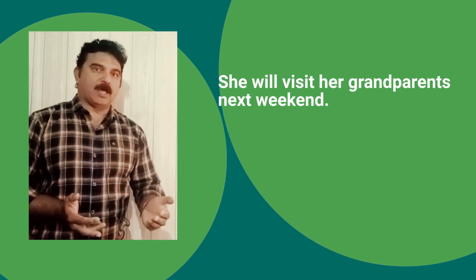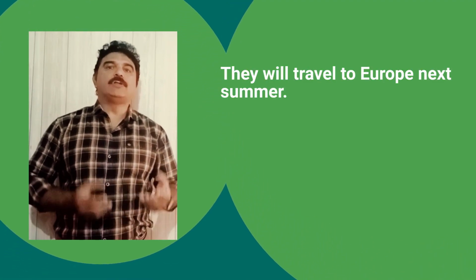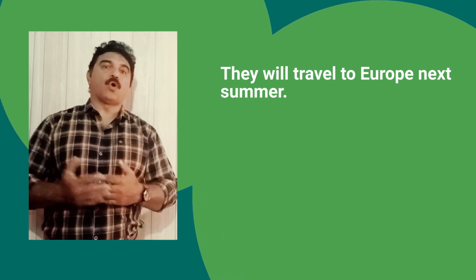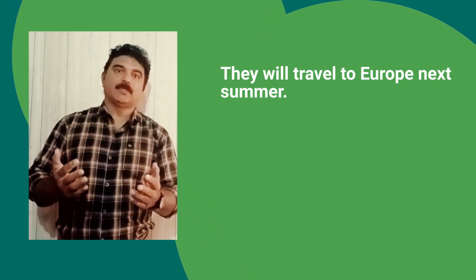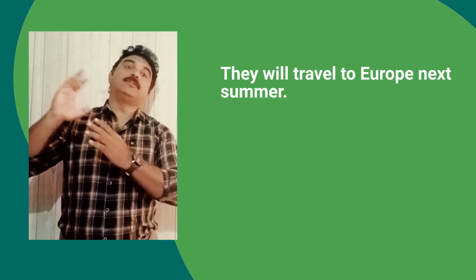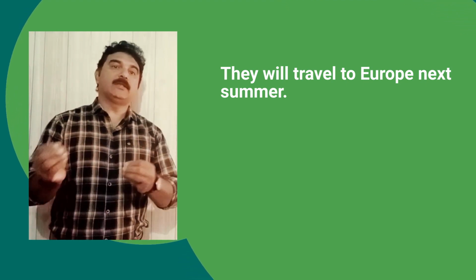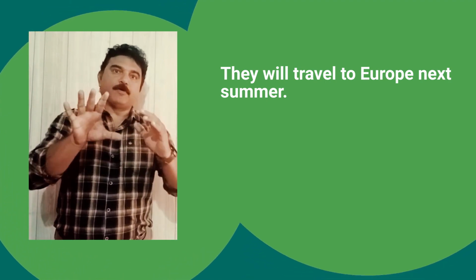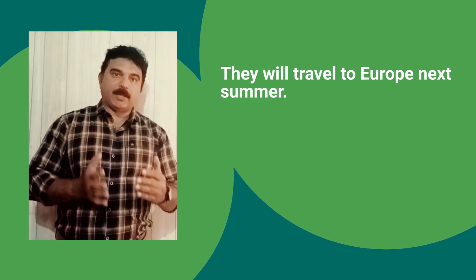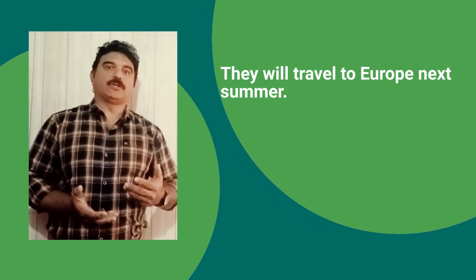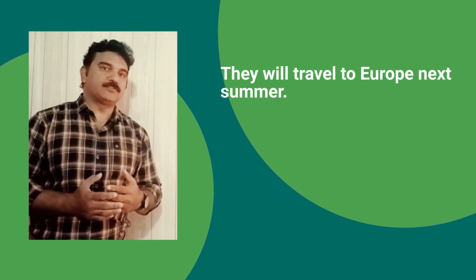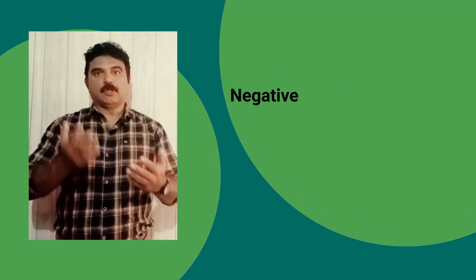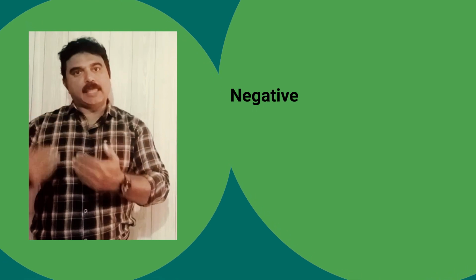Okay, one more example I shall give you: they will travel to Europe next summer. It is an action that is going to happen in the future. When? Next summer. Again, a time factor is given there. I hope you have understood the affirmative sentences that we have made here to make you understand how to use simple future tense correctly. Now let's move to the negative sentences by taking these same examples.